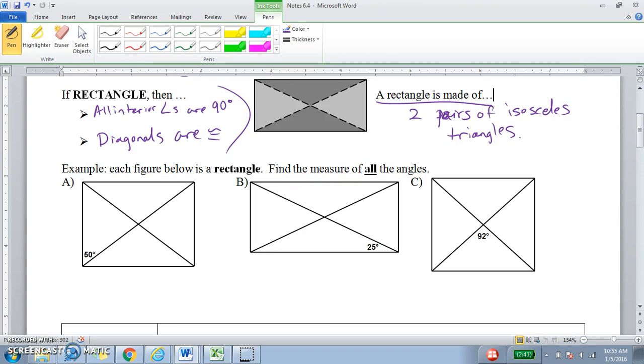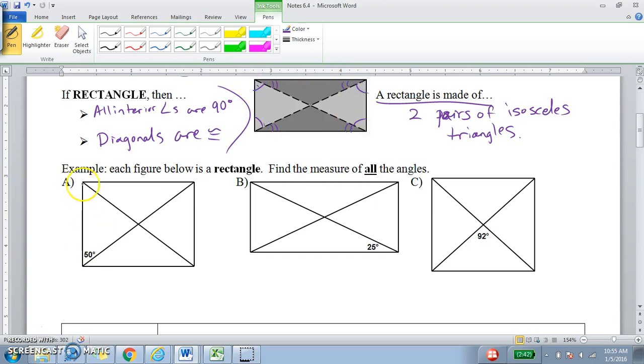So each figure below is a rectangle, find all the missing angles. So now that we know that we've got isosceles triangles, just like we have up here, these 2 angles are congruent to these 2 angles, and the same over here. Similarly, these 2 are going to be congruent to each other, and these 2 are going to be congruent to each other. So all 4 of those are congruent, all 4 of these are congruent.